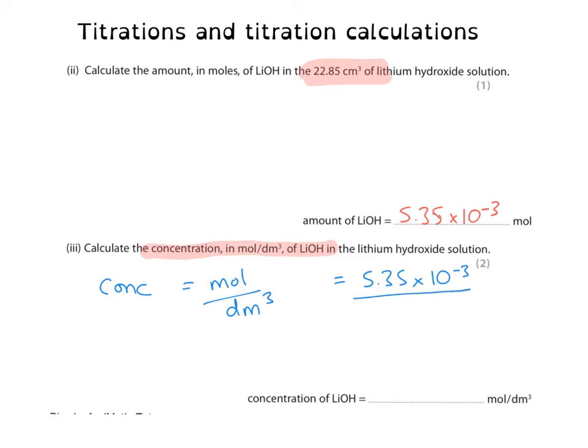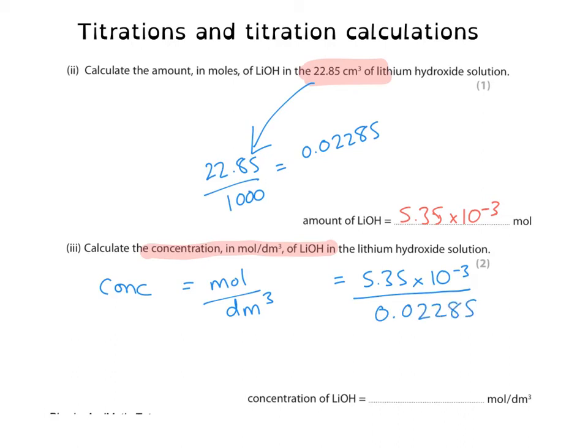dm cubed, well, I've got 22.85 centimetre cubed, so I need to divide that by 1,000 like I did before, 0.02285. So these are going to be really small numbers that we deal with in titrations. We deal with very small volumes of very dilute solutions. So I'm not looking for any big numbers anywhere. And then my final answer is going to be 0.234 moles per decimetre cubed.